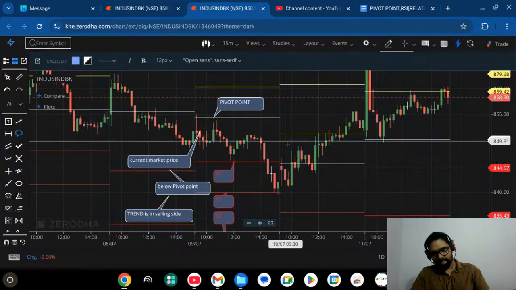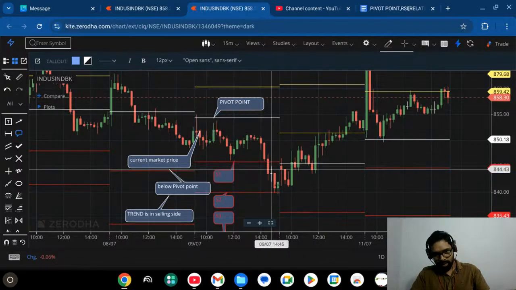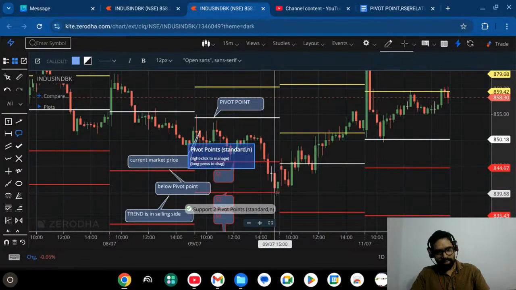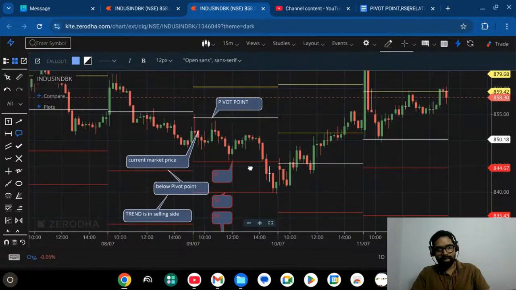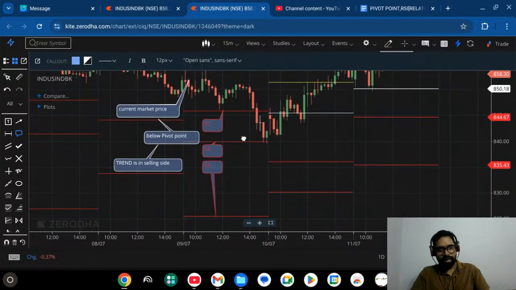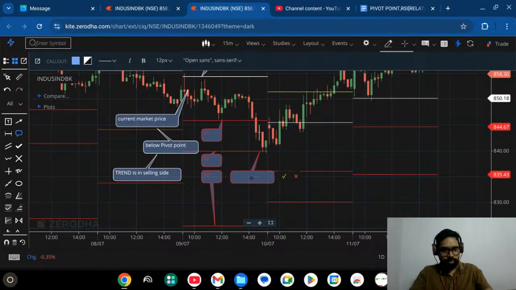On the next day, after reaching this level, it again reached here. That means it has now become your oversold zone. Maximum on the 9th of July, it reached around support level 2, which was the oversold level, and the market stopped. This is called the oversold level.